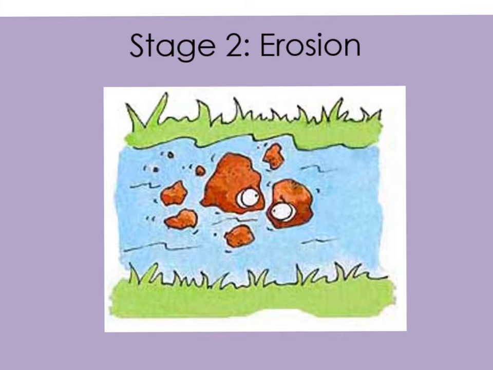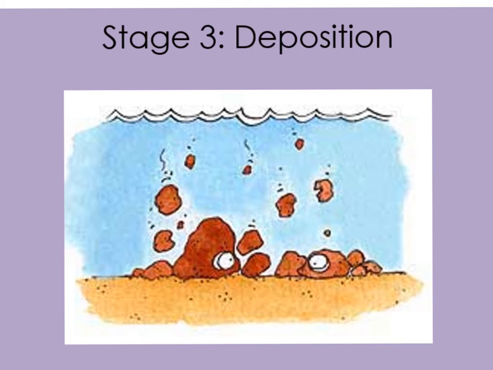Stage 2 is erosion. Now it's being swept off its feet. Yep, now that it has weathered into smaller pieces, it is easy for it to be moved around. Erosion is when bits and pieces of weathered rock are moved by forces such as gravity, like rolling, wind, water, and ice.